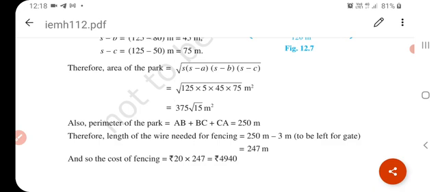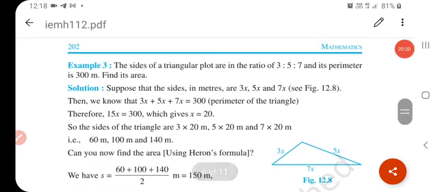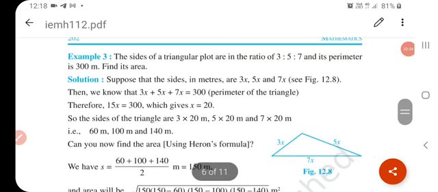Now the cost of fencing is rupees 20 per meter, so 247 into 20 and we get our answer of rupees 4940. Okay, understand? So this way we can find the answers to the questions. Okay students, now let's see example number 3.